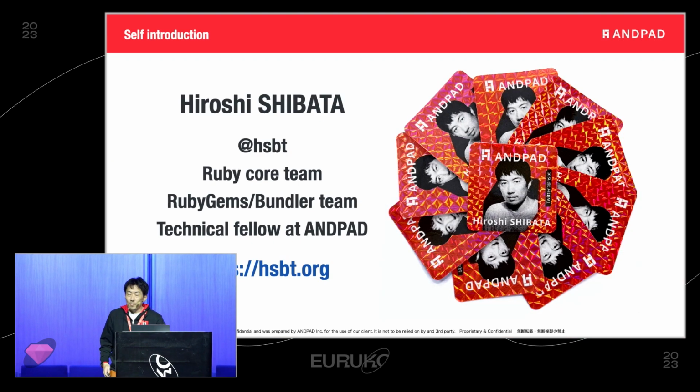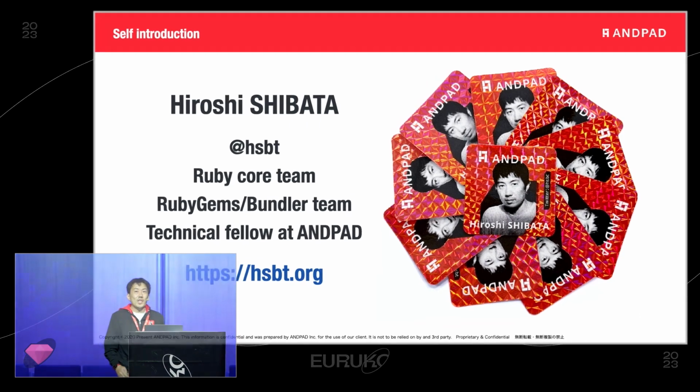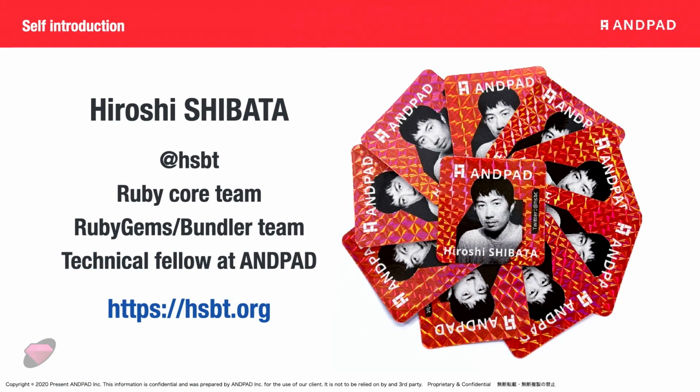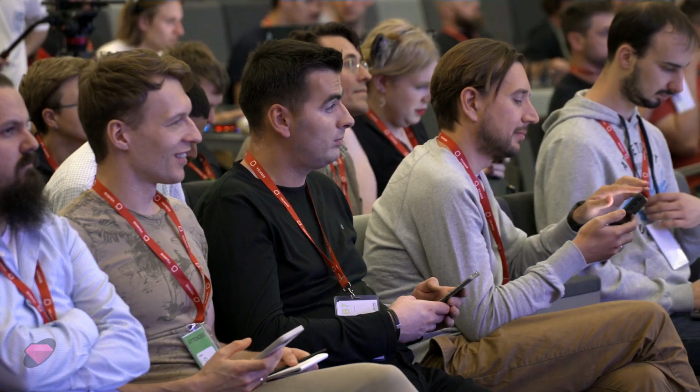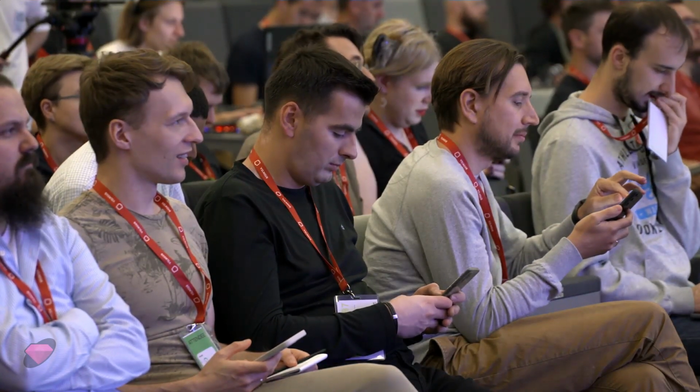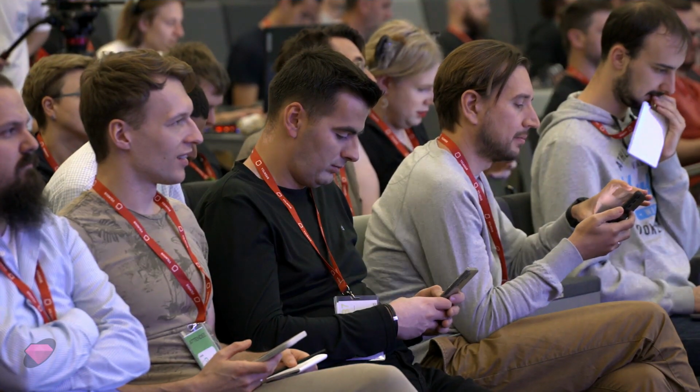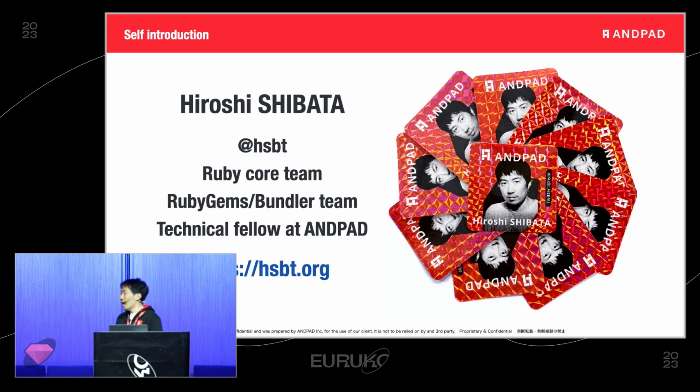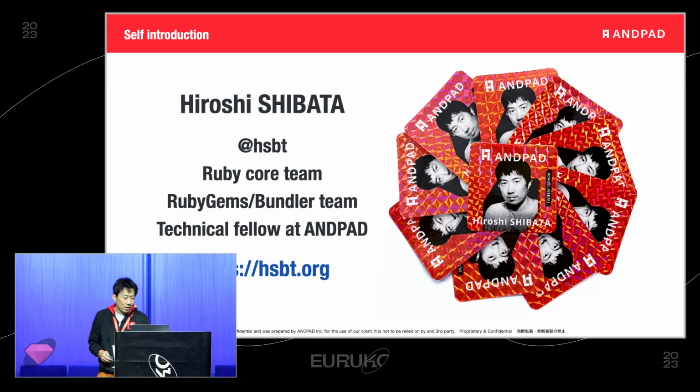So, a self-introduction. My name is Hiroshi Shibata. Please call me Hiroshi. I proudly work as an open source software developer at Andbot. I'm a member of the Ruby core team and the RubyGems and Bundler team. I work on maintaining the Ruby ecosystem and infrastructure every day. Thank you for using Ruby, RubyGems, and Bundler.